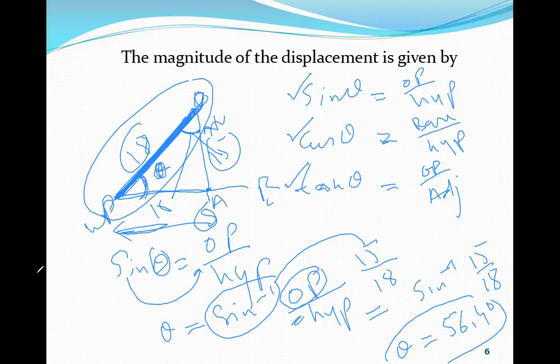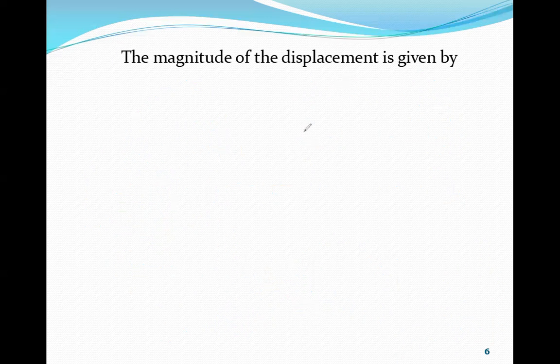Sometimes they are not asking about the direction. They only mention: calculate or determine the displacement. But displacement is a vector quantity, so you should remember it. Every vector quantity has a direction, so you must calculate the direction as well as the magnitude. Okay. Done?